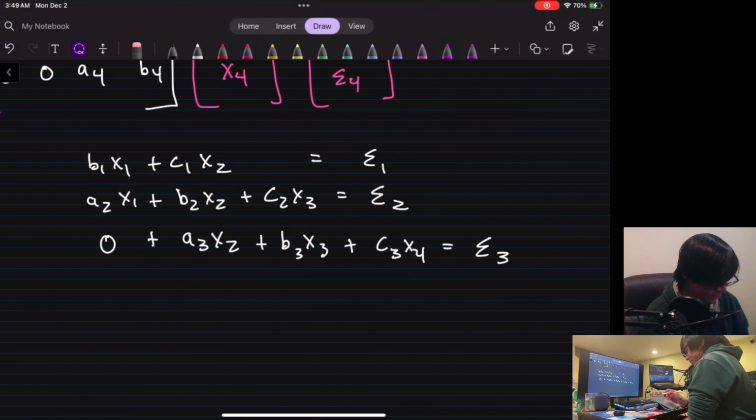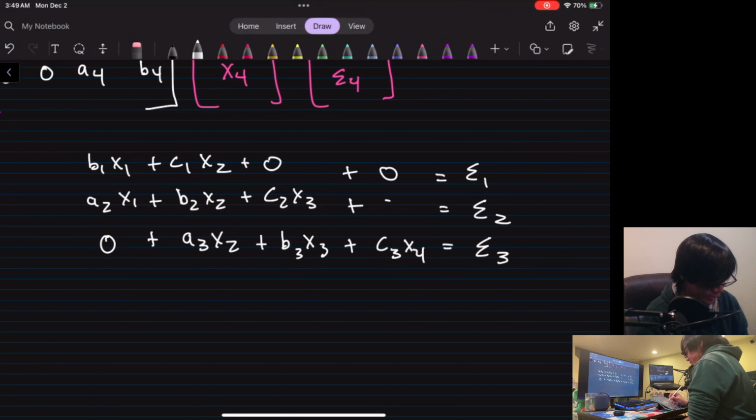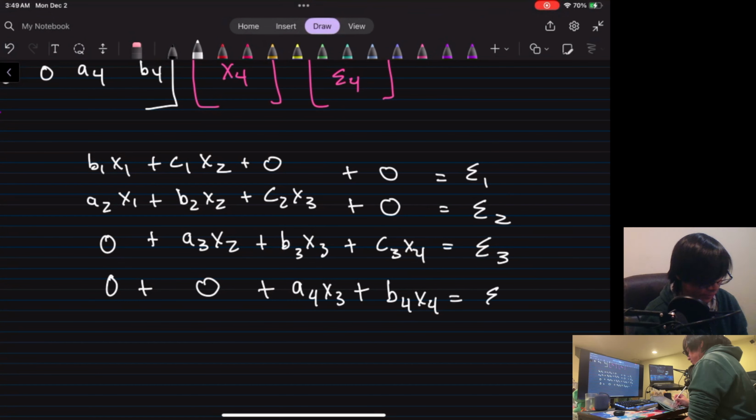Maybe I'll move these two. So you kind of see it takes the form, it's still in the form of a matrix. So these are zeros here, plus 0, plus 0, plus 0. And now you have zeros. And now it's just A4x3 plus B4x4 equals epsilon 4.